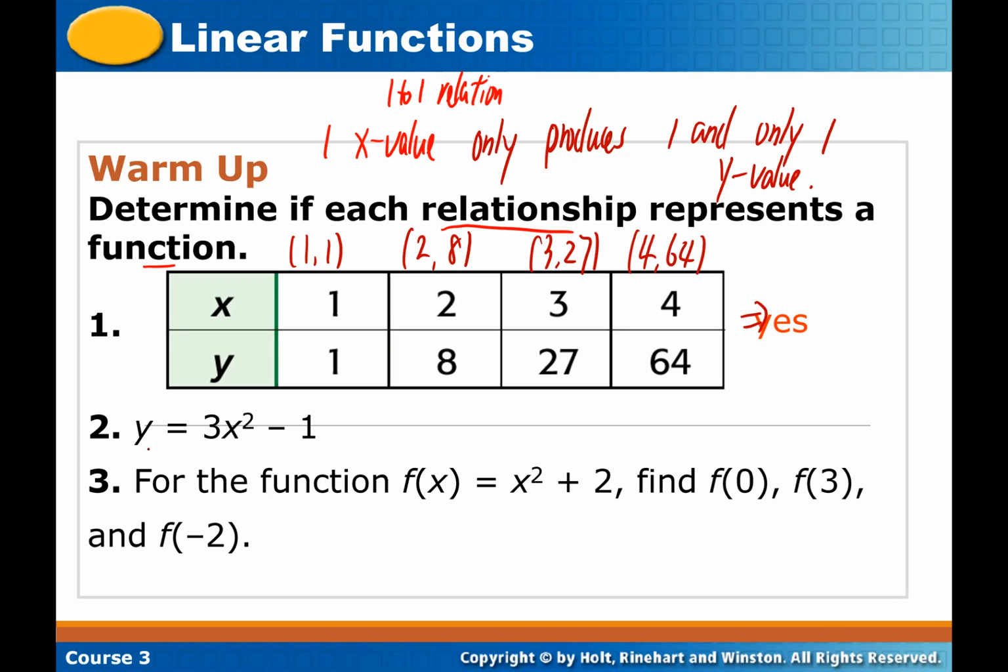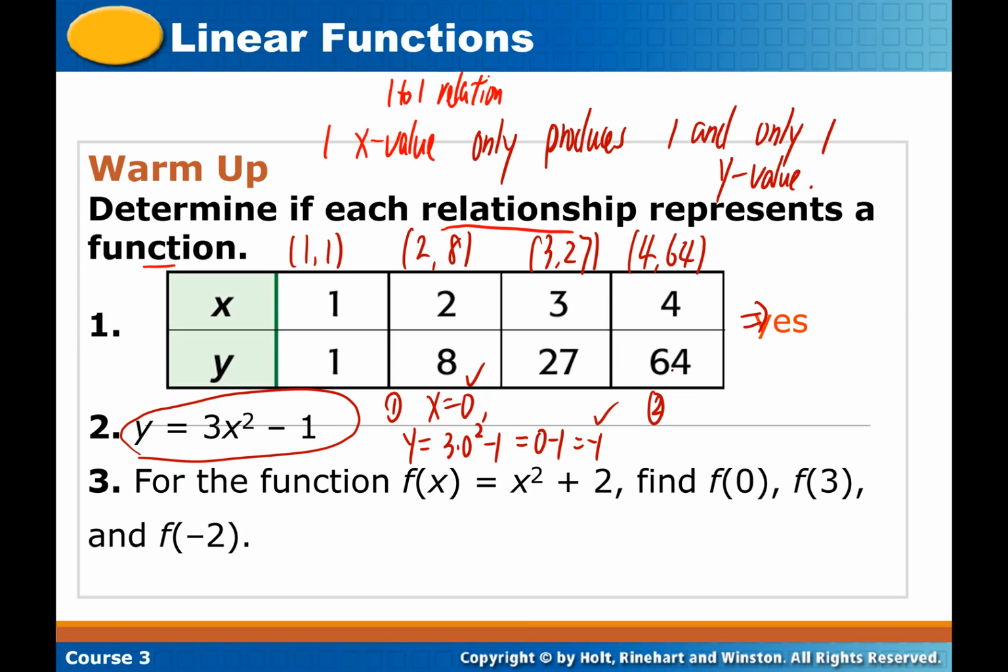And if you look at the second one, what do you think of the second one? Any idea whether it's a function or not? Is it one-to-one relation? And how do we know that? One way to figure that out is by selecting a particular x value, let's say x equals 0, and seeing what happens to the y value. So y equals 3 times 0 squared minus 1. This is 0 minus 1, which is negative 1. So one x value, 0, produces only one y value, negative 1.